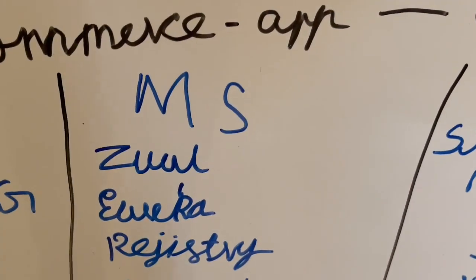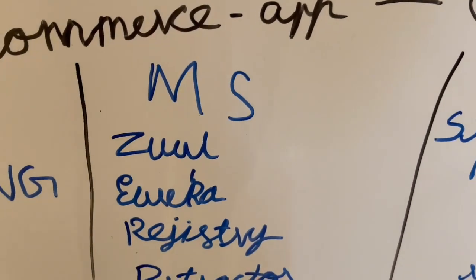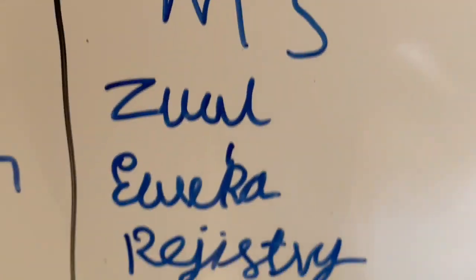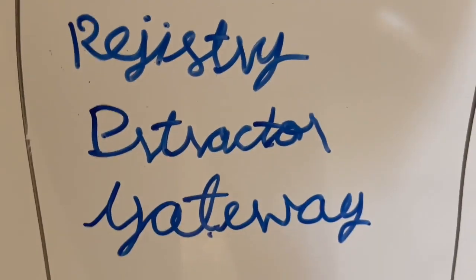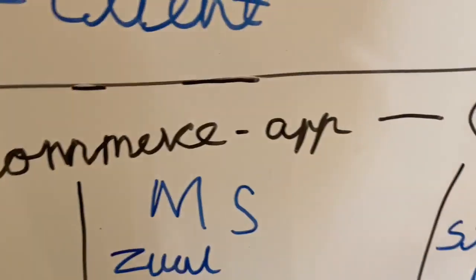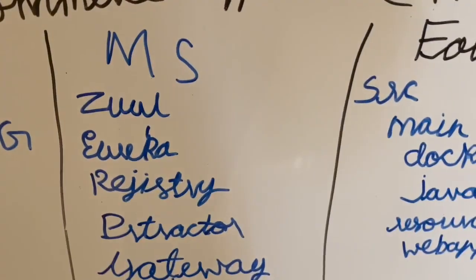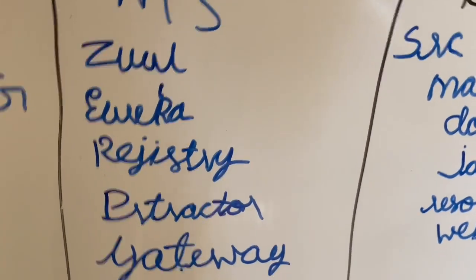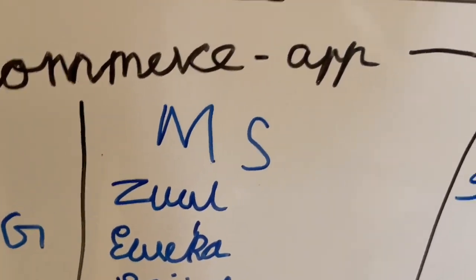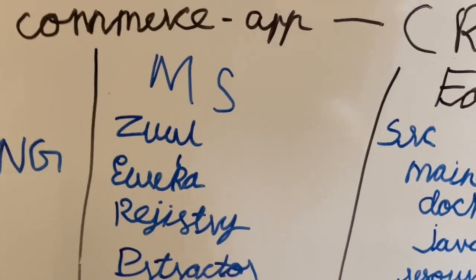So over here in microservice, I have used Zool, Eureka, Registry, Protractor, and Gateway. So Gateway is actually not part of microservice. I'll just tell it next. But yeah, Protractor is mainly for the tests. Registry, Eureka, and Zool are for the applications to run with Docker.